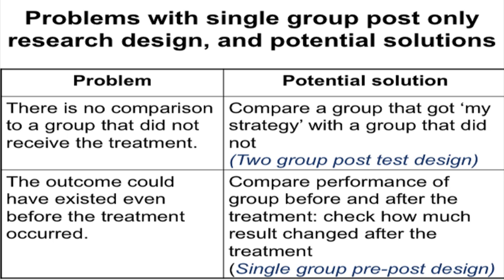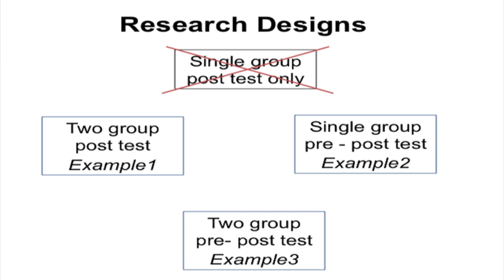Before we do that, let's just summarize what we have. We don't want to do a single group post-test only. There may be a few times when it's okay, but at this point, let's say that we'll avoid such a design due to all the problems. Instead, we can either do a two-group post-test or a single-group pre and post, or perhaps combine both of them.